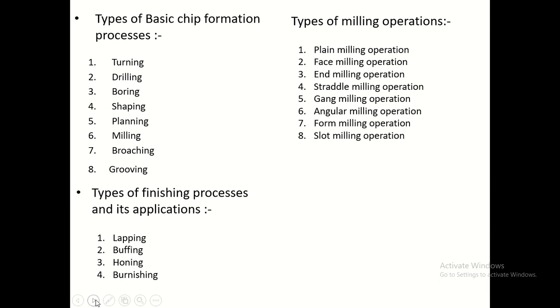Then we will go for the different types of milling operations, for example, plane milling, face milling, end milling, straddle milling, gang milling, angular milling, form milling, and slot milling. Finally, we will discuss different types of surface finishing processes and their applications: lapping, buffing, honing, and burnishing.